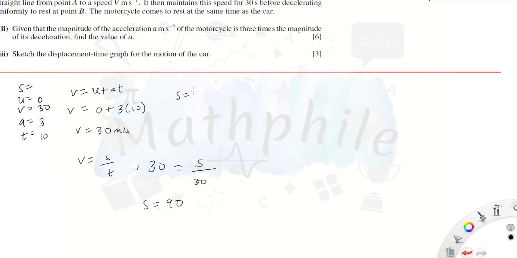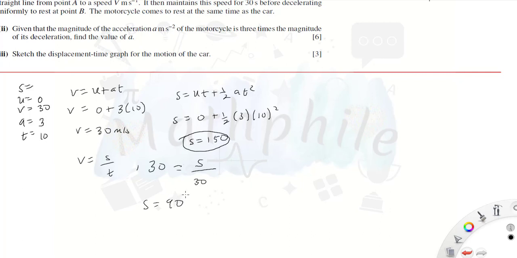S equals ut plus half a t squared. S equals u, which is 0, plus one over two, a is 3, and t is 10. So this is 10 squared. Do the calculation for me. Which means that is 50, and 50 times 3 should be 150. So S equals 150. So this is the distance traveled in the first 10 seconds.